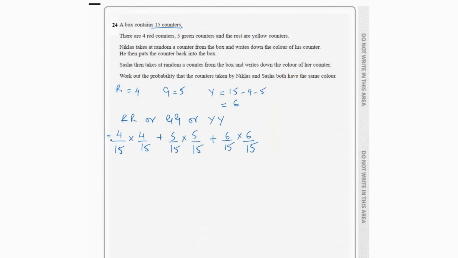So this will give us the probability that the counters taken by both of them have the same color. So that's 16 out of 225 plus 25 out of 225 plus 36 out of 225. Add the numerators, 16 plus 25 plus 36. That's 77 out of 225. That is your final probability.